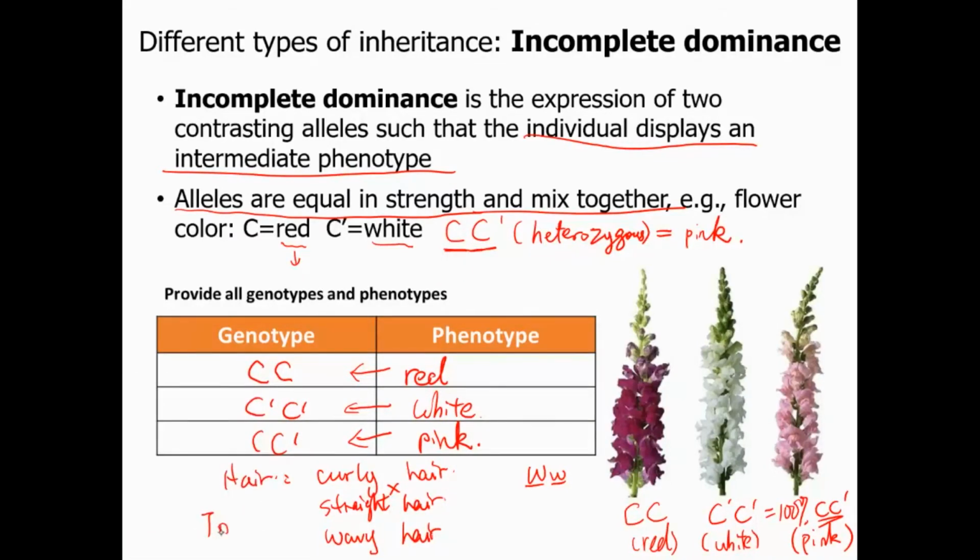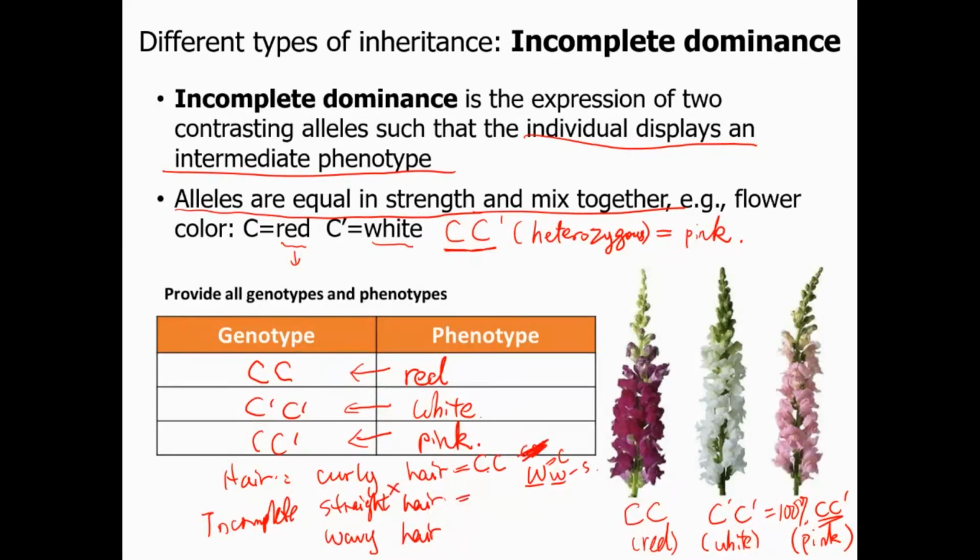It follows incomplete dominance. So you can figure out that curly hair, I'm going to tell you big W is curly and little w is straight. So curly hair has to be big W, big W. There's no other possibility, right? Can it be W W prime? No, because that's going to be the intermediate phenotype. It won't be curly anymore.